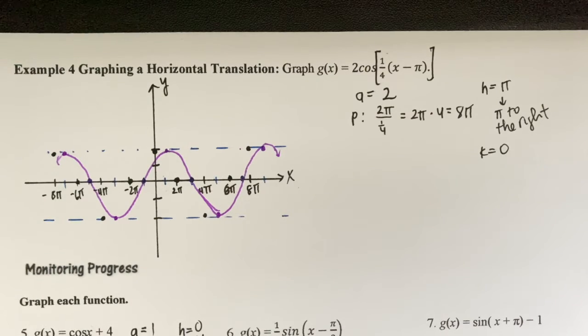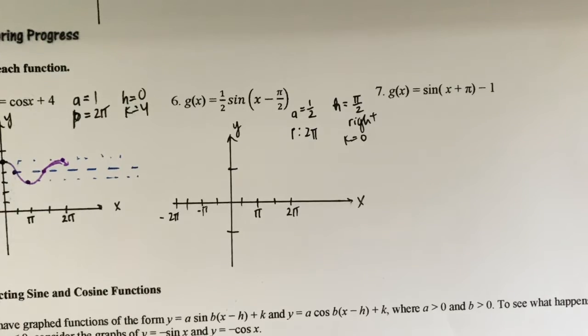Let's do this one more time. And afterwards, we are going to combine both a horizontal translation and a vertical translation. Next, we're going to be graphing g of x is equal to 1/2 times sine of x minus pi over 2. I've already identified the variables that we need to know. Amplitude is 1/2, period is 2 pi, and there is a horizontal translation pi over 2 units to the right.